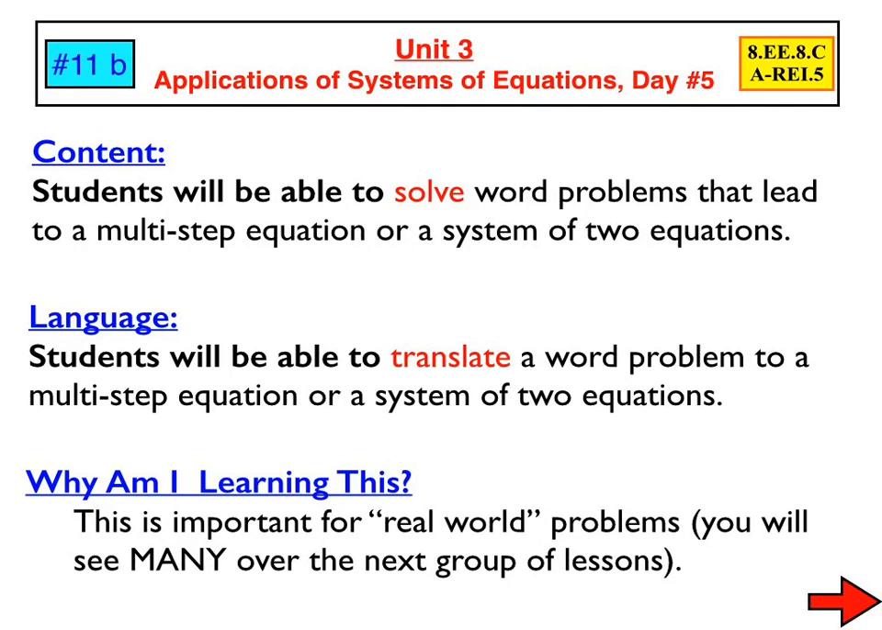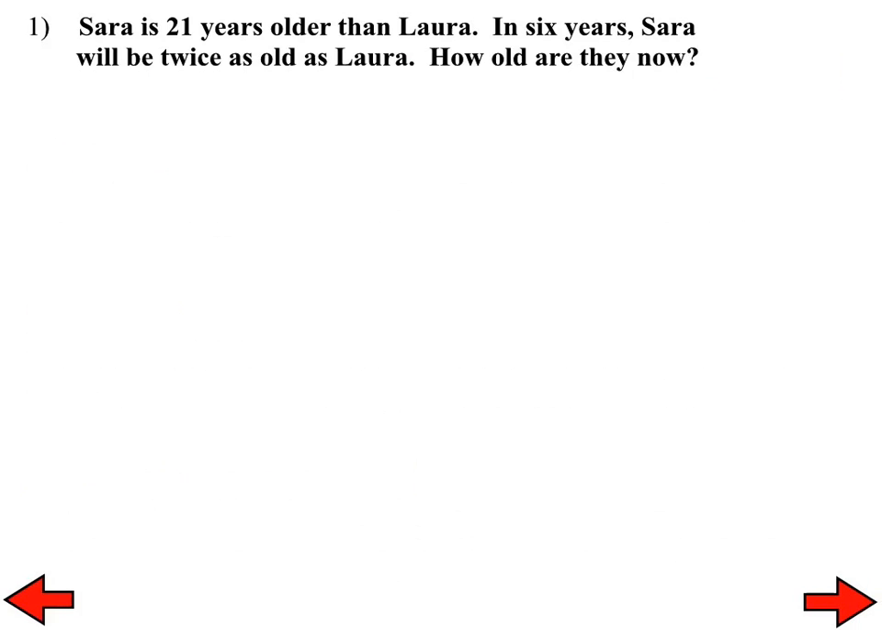Today, lesson 11B, day number 5 of applications of systems of equations. This is the last day of the 5 days of lessons involving word problems, where we either set up a multi-step equation or a system of equations to solve. Today's problems deal around the idea of finding people's age. So let's just go ahead and get started.